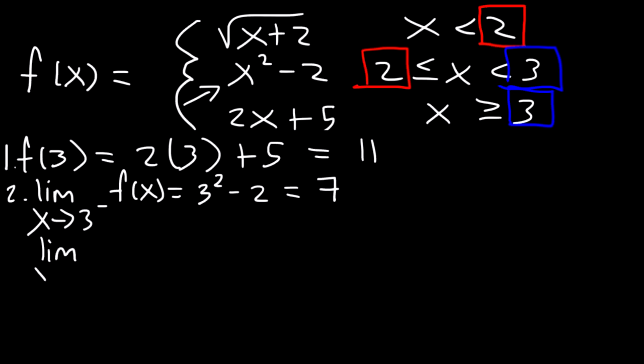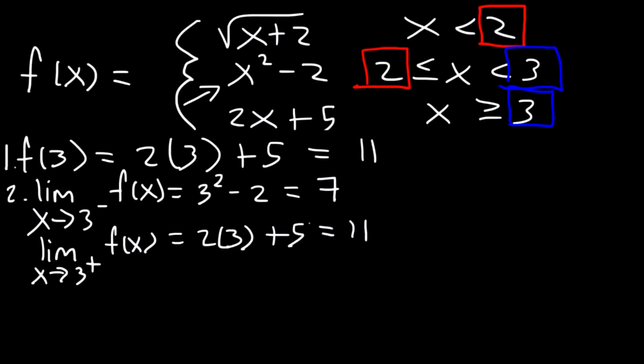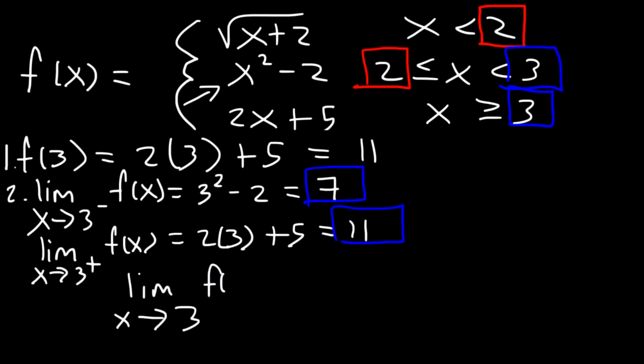Now let's find the limit as x approaches 3 from the right. So we have to use this expression. So it's going to be 2 times 3 plus 5, which is 6 plus 5, that's 11. Now notice that the left side and the right side of the limit don't match. So therefore, the limit as x approaches 3 of f of x does not exist.